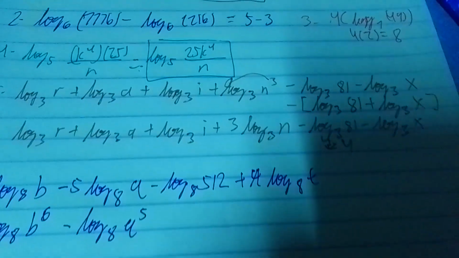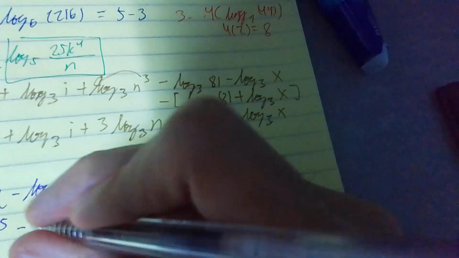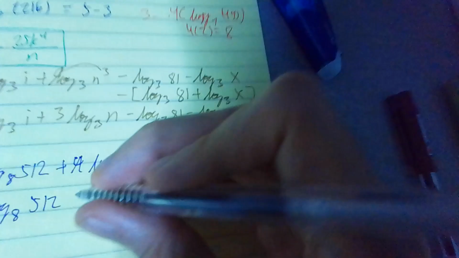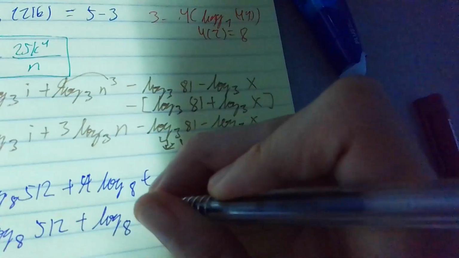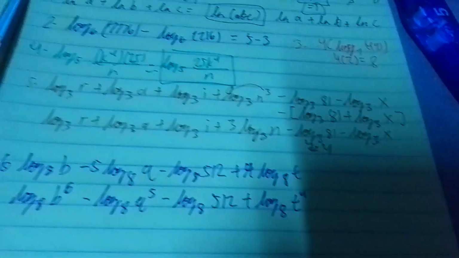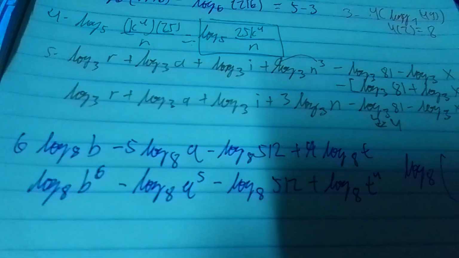Anything else that we can simplify? Yes, and that is the power law. Very good. We can now let all the coefficients that are in front of the logs be brought up. So therefore, it's log base 8 of b raised to the 6 minus log base 8 of q raised to the 5th. Log base 8 of 512 is just the same, so just mimic that. And then, plus log base 8 of t raised to the 4th power. Very good. Now, all the logs are alike.